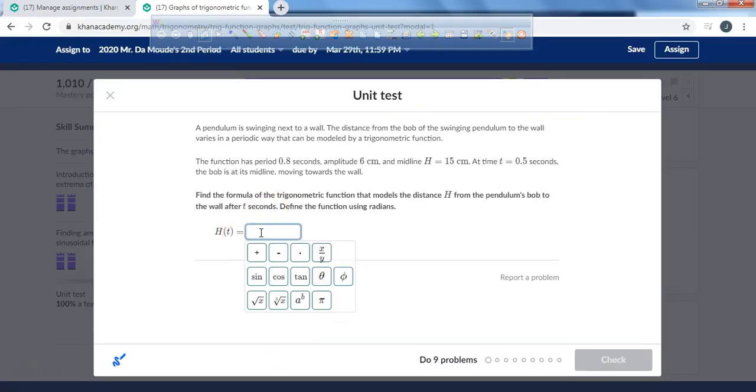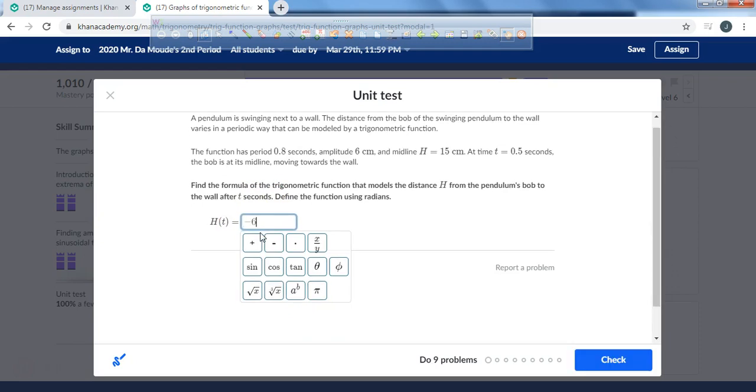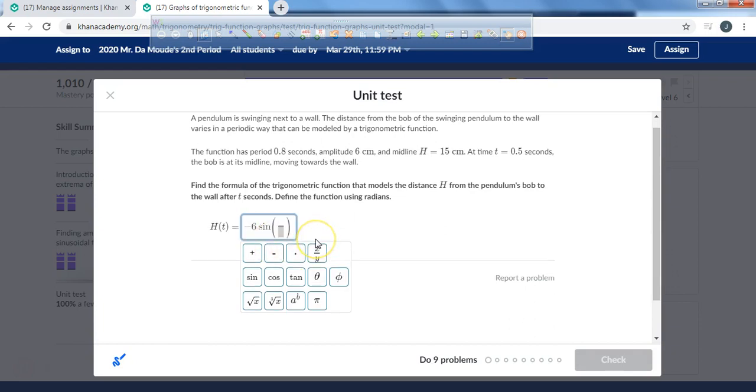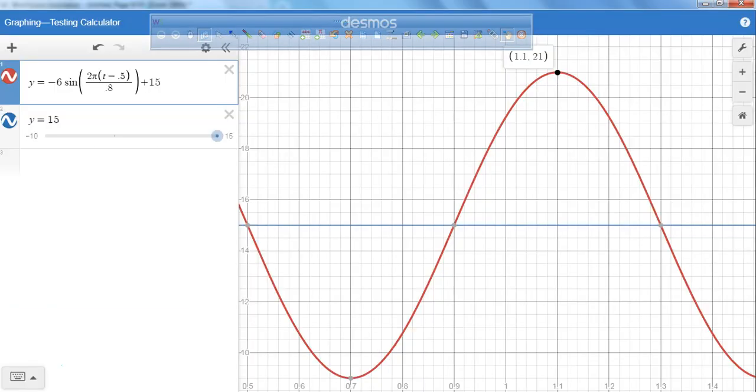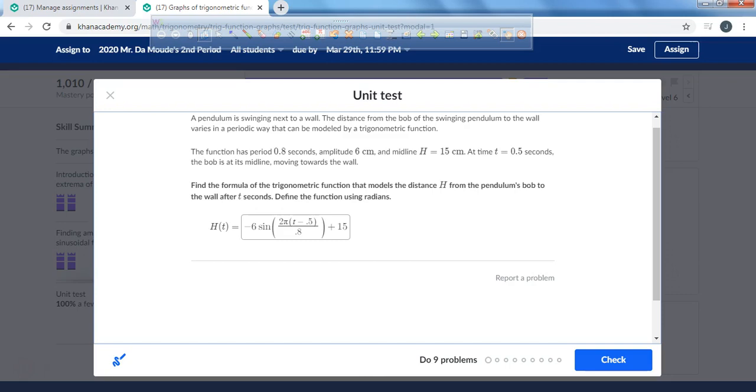Alright, so here we go. Let's go and type it in. We have -6, type in sine, open parentheses, fill fraction, 2 pi, parentheses, t minus 0.5, the length of our period, function is period of 0.8, so I'm going to type in a 0.8, had a phase shift of 0.5 right there, and last but not least, it had a midline of a positive 15. Alright, so just double check it, make sure I got everything correct. Alright, check.